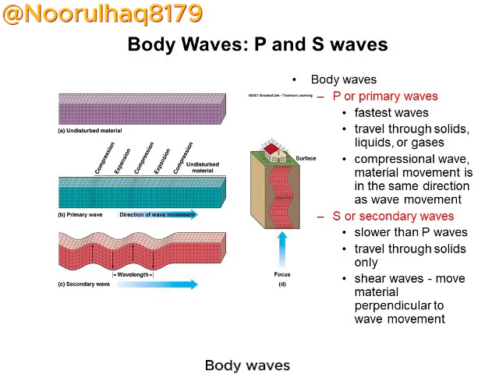Body waves: P, or primary waves, are the fastest waves and travel through solids, liquids, or gases. They are compressional waves, with material movement in the same direction as wave movement. S, or secondary waves, are slower than P waves and travel through solids only. Shear waves move material perpendicular to wave movement.